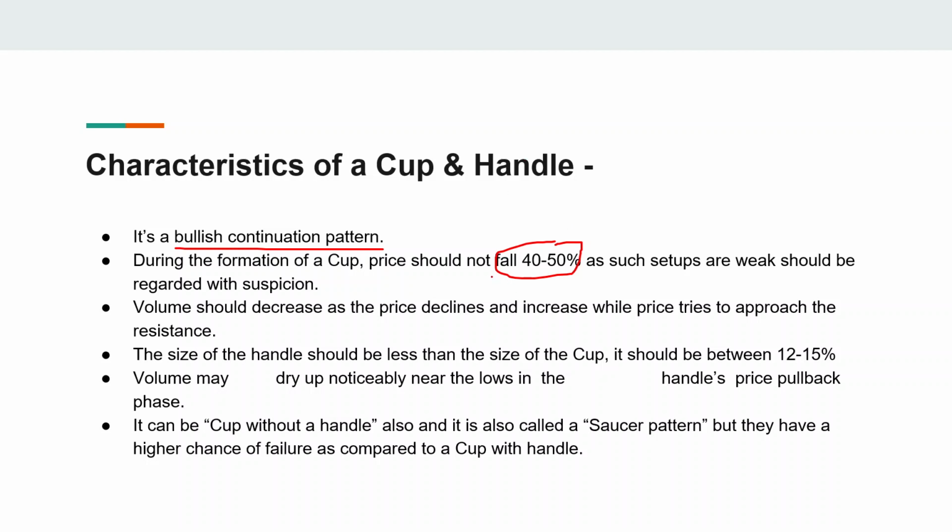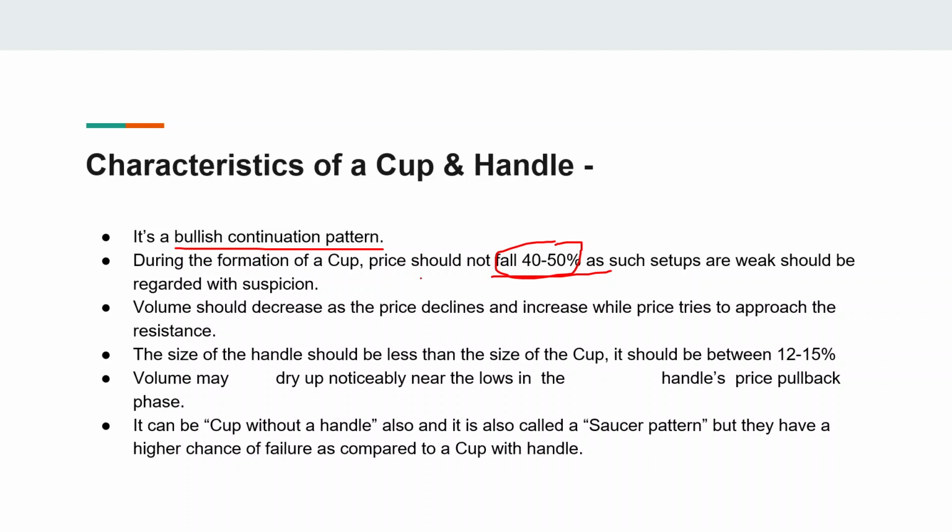So the stock should not fall more than 40 to 50%. But in some exceptional cases, in a strong bull market, some high growth stocks are very volatile, and they may fall even 40, 50, even 60%, then again form a formation and continue their upward journey. Such things happened in the dot-com bubble era, where Amazons and likes of Amazons fell as close to 90%, and they continued their journey. So ideally for this pattern, a stock price should not fall more than 40-50%, because such setups are usually regarded as weak.